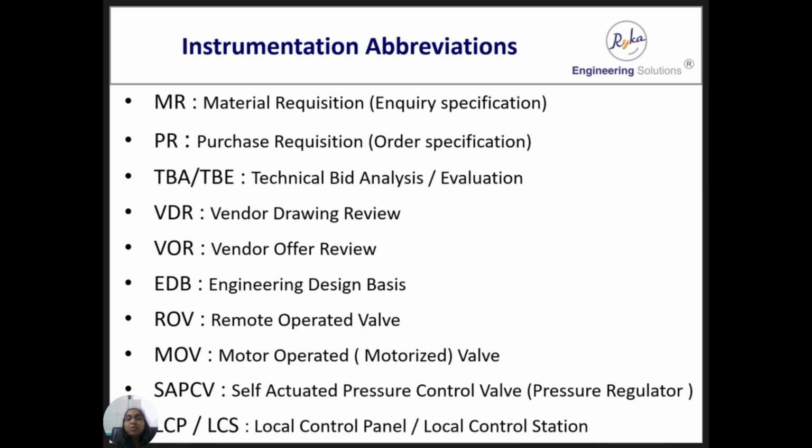These are instrumentation abbreviations. We often use these words. They may sound like jargon, but their meaning is very simple. MR is material requisition, which is nothing but inquiry specification. PR is purchase requisition, that is order specification, one can say. TBA is technical bid analysis or technical bid evaluation.